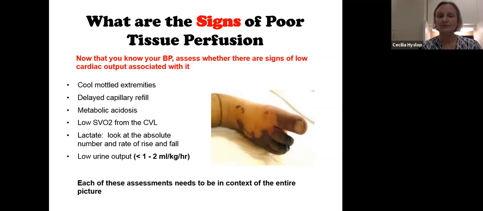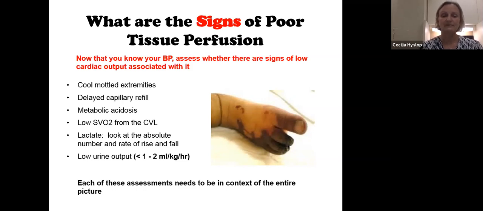So now that you know your blood pressure, assess whether there are signs of low cardiac output associated with it. So what are their extremities like? Are they cool and mottled? Do we have delayed capillary refill? Do we have metabolic acidosis when we do our blood gas? Do we have a low mixed venous oxygen saturation when we take it from our free-flowing central line, whether that's the neck line or the femoral line?